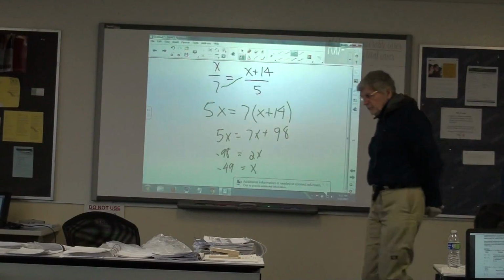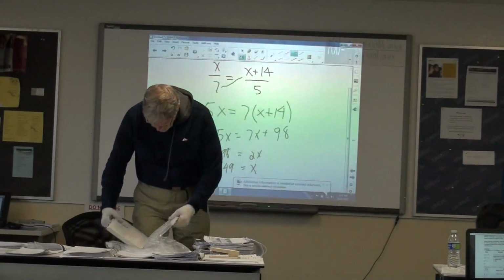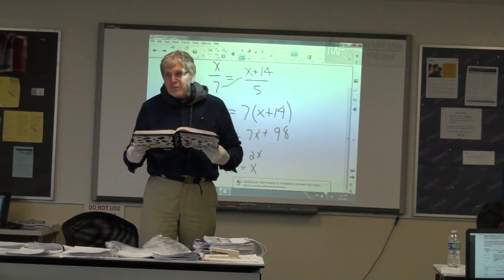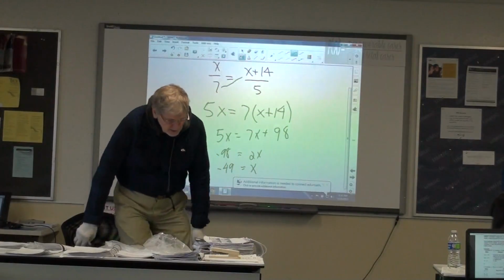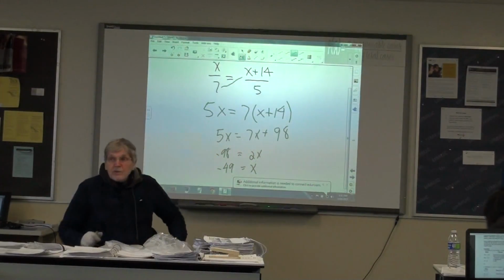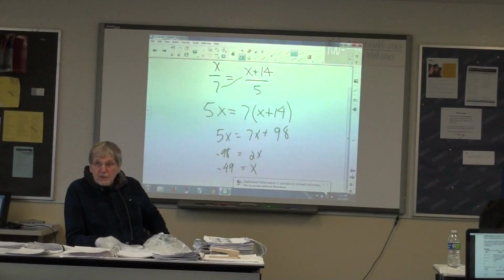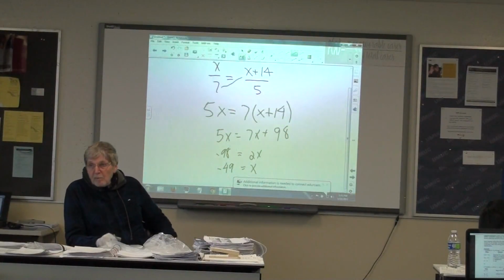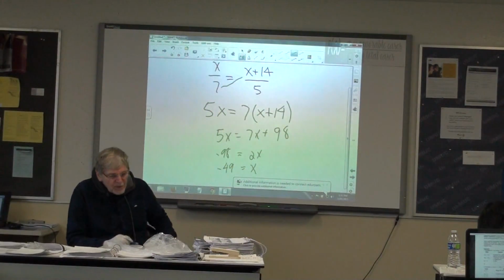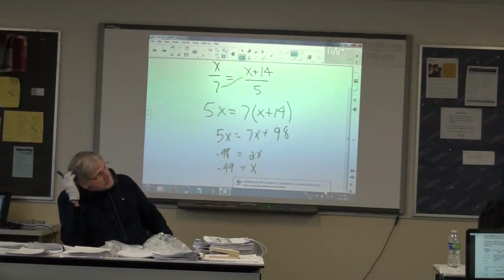Okay, now I'll have you do one for me, which is number 71. So number 71, does cross multiplication apply to this problem? Yes, it does. One fraction and one fraction, no matter how complicated. This is 71, same as my IQ.